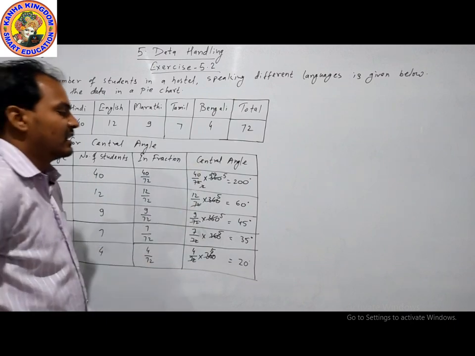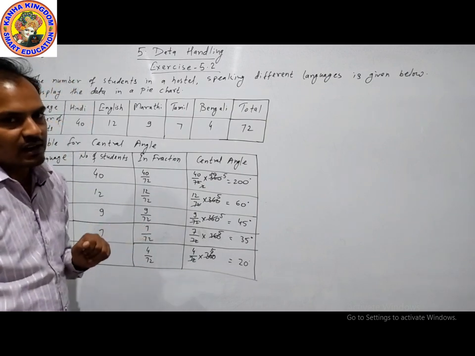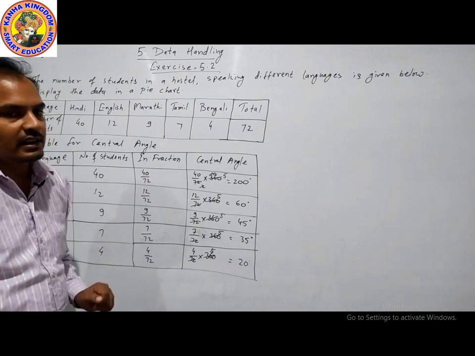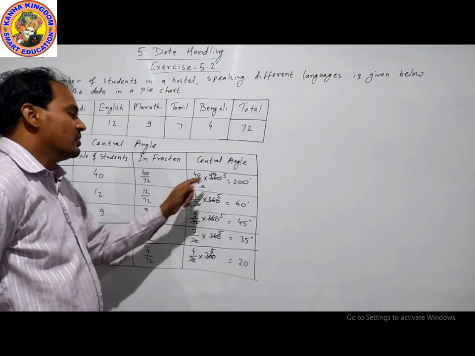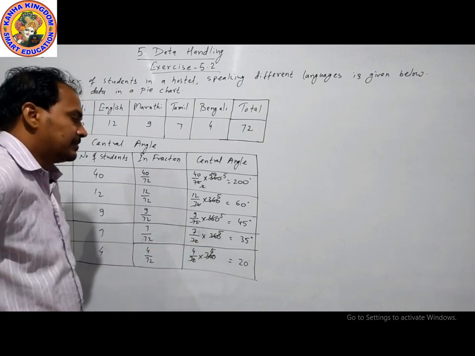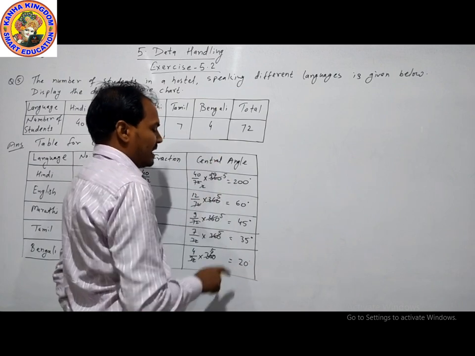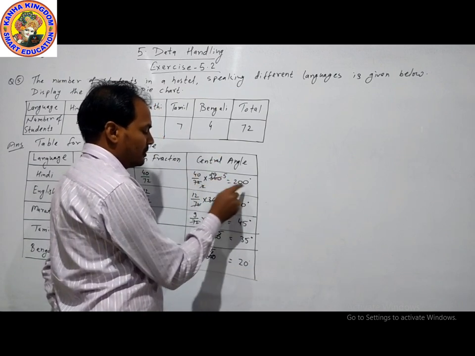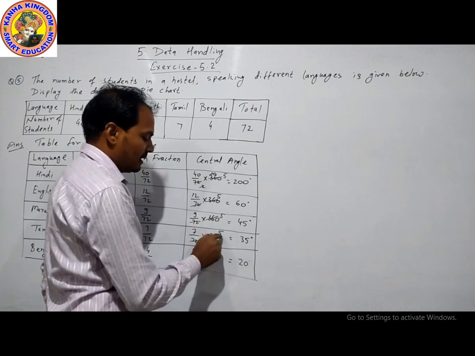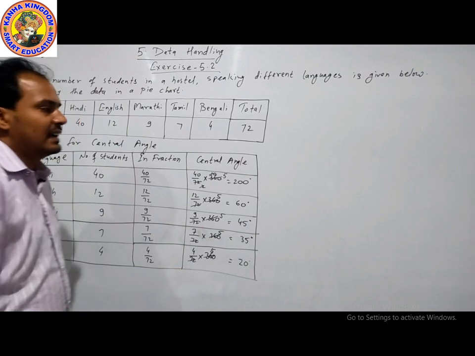How to find the central angle? The fraction number will be multiplied by 360 degree because the total angle in a circle is 360. So we will multiply the fraction number by 360. Here 72 can cut 360 by 5 times. Now 5 into 40, 200, 12 into 5, 60, 9 into 5, 45, 7 into 5, 35, 4 into 5, 20. These are the angles.